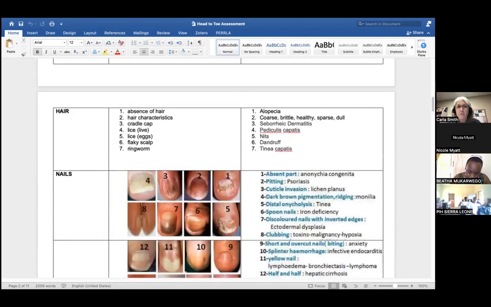Same thing with hair. Look at the distribution of hair. Is it equal bilaterally? Do they have alopecia?